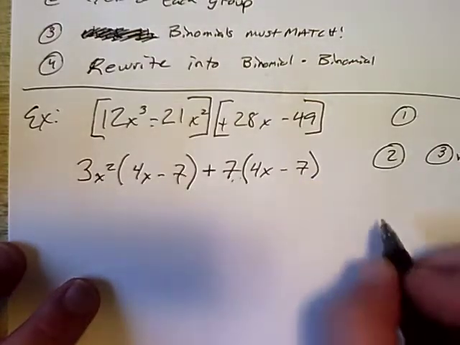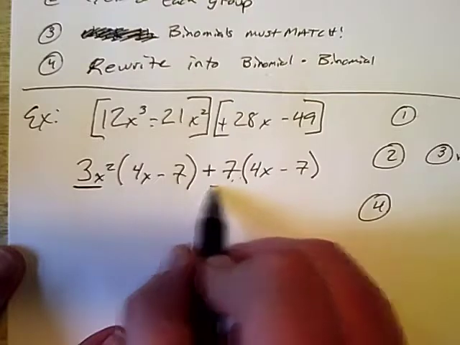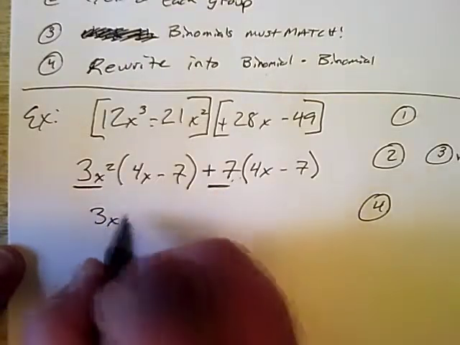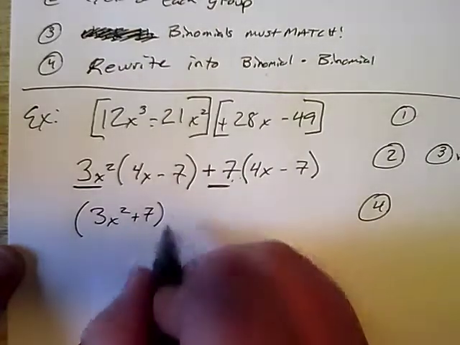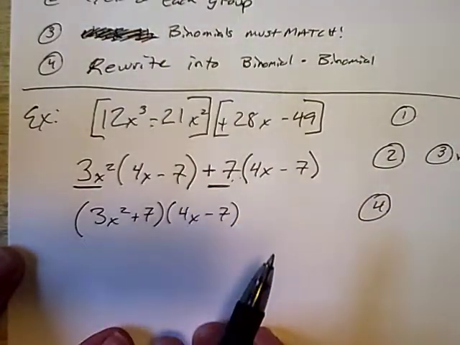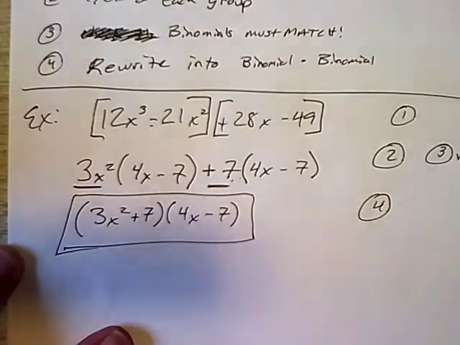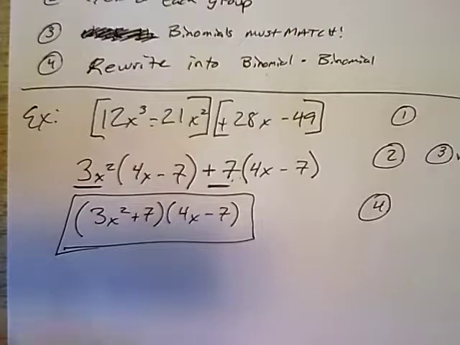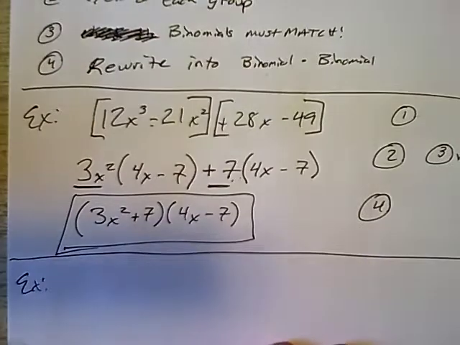So now step 4, I have to rewrite this. I get 3x squared plus 7 is going to be my first binomial. My second binomial is going to be 4x minus 7. And now I have fully factored by grouping. Let's try one more. Let's try another example here.